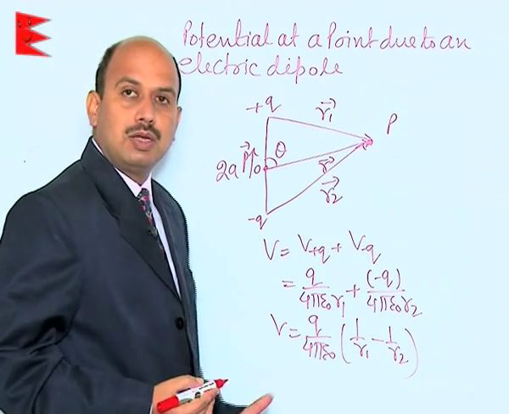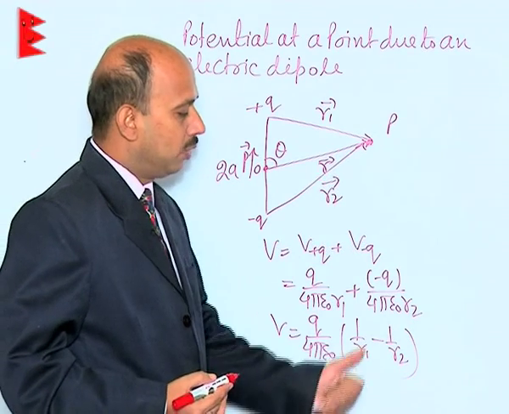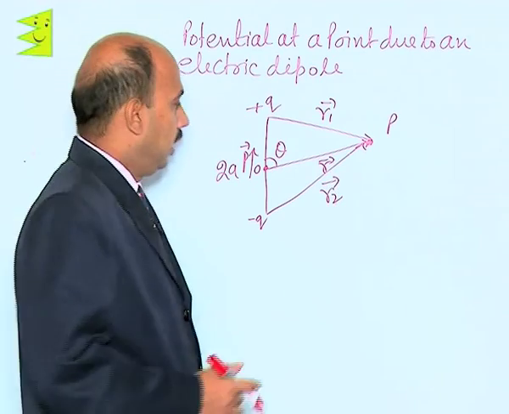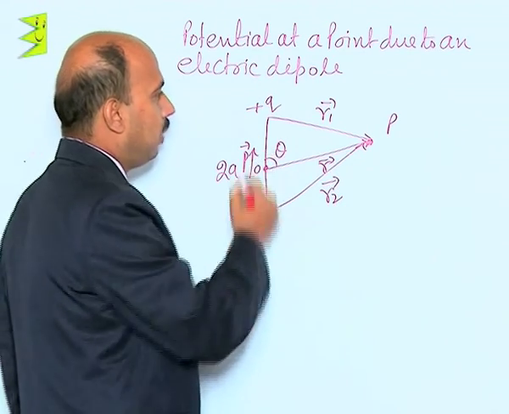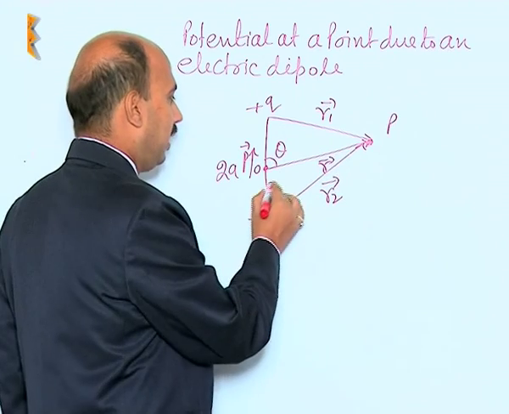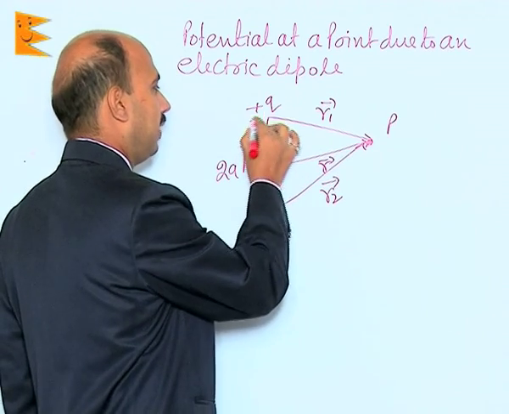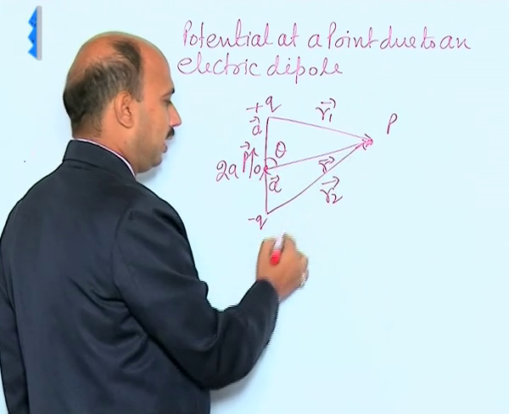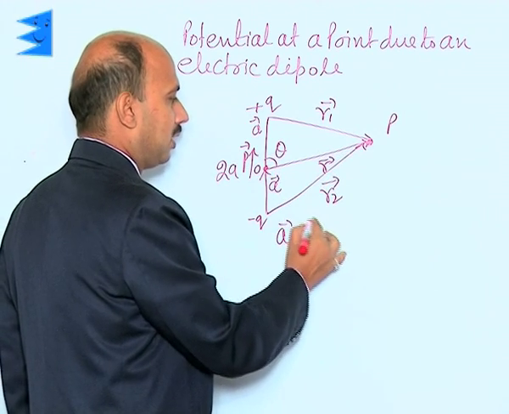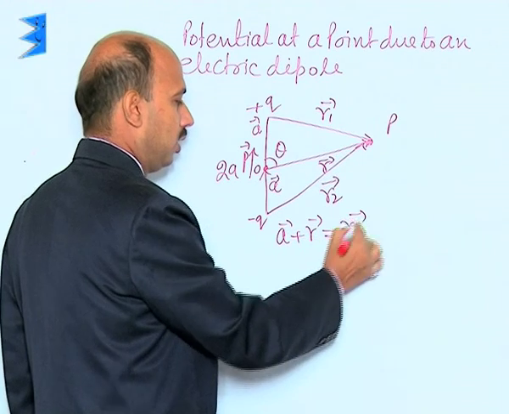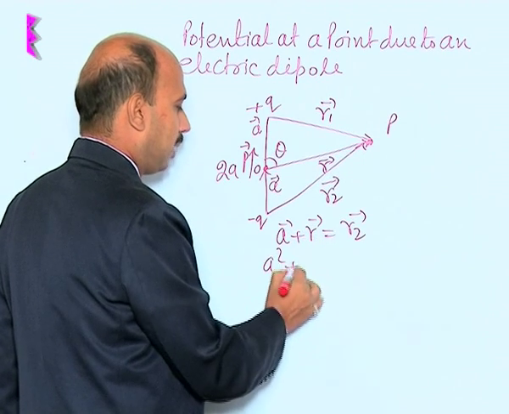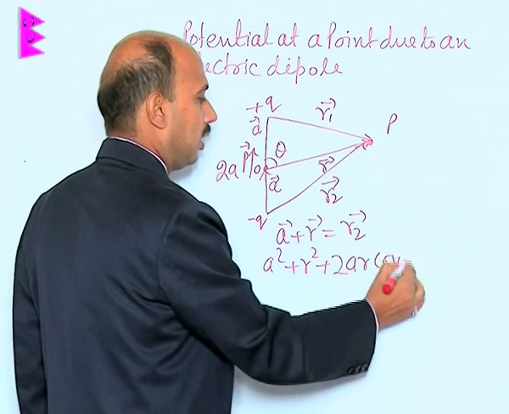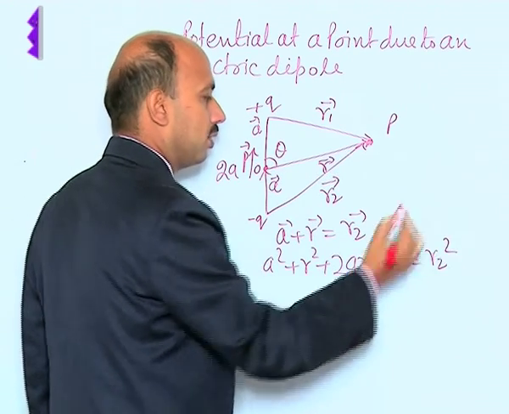So, now we have to calculate the values of 1 upon r1 and 1 upon r2 by using geometry. The total distance between minus q and plus q is 2a. So, we can take this as a vector and this as a vector. Using the triangle of vector addition, we can write vector a plus vector r is equal to r2, and we can write a square plus r square plus 2ar cos theta is equal to r2 square.